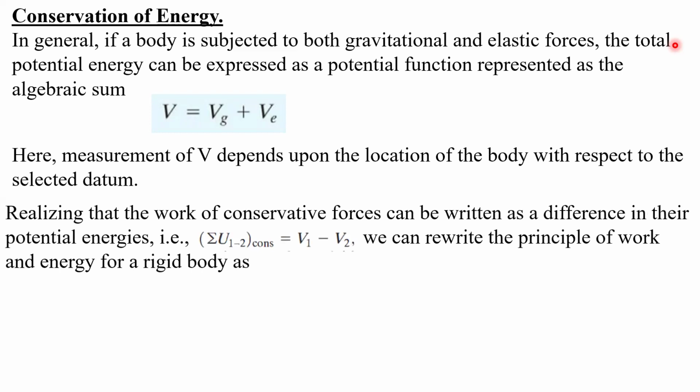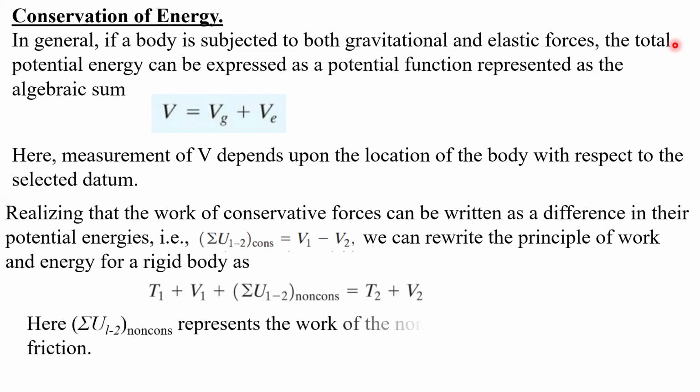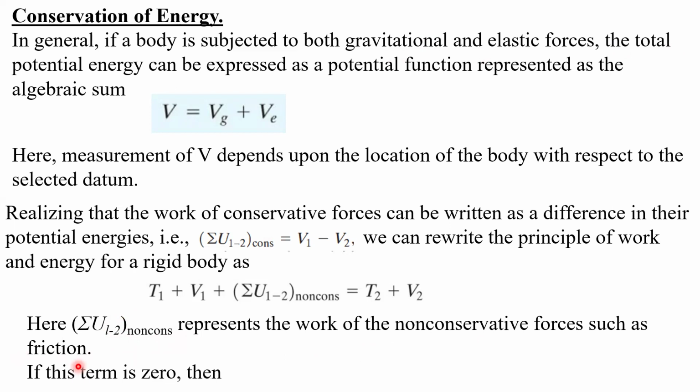Realizing that the work of conservative forces can be written as a difference in their potential energies, V1 minus V2, we can rewrite the principle of work and energy for a rigid body as T1 plus V1 plus summation of U1 to 2 for non-conservative forces is equal to T2 plus V2. Here, the summation of U from position 1 to 2 for non-conservative forces represents the work of the non-conservative forces, such as friction. If this term is 0, then T1 plus V1 is equal to T2 plus V2.